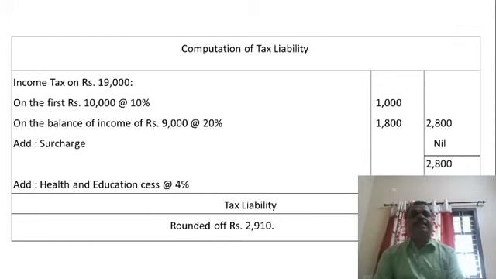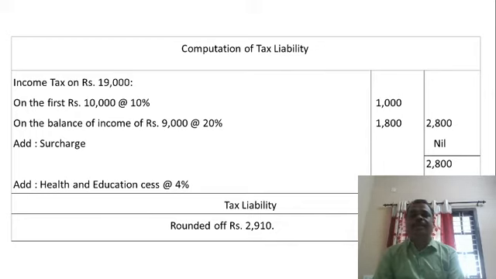Next step, computation of tax liability. Total taxable income 19,000. On the first 10,000, flat rate 10%, 1,000 the cooperative society has to pay as tax. Then on the balance, 19,000 minus 10,000 is equal to 9,000, 20% tax is 1,800. Together, 1,000 plus 1,800, 2,800 is the tax liability. There is no surcharge. Add health and education cess at 4%. Even an individual is required to pay health and education cess. A partnership firm or Hindu undivided family is also required to pay health and education cess. Similarly, a cooperative society is required to pay 4% health and education cess.